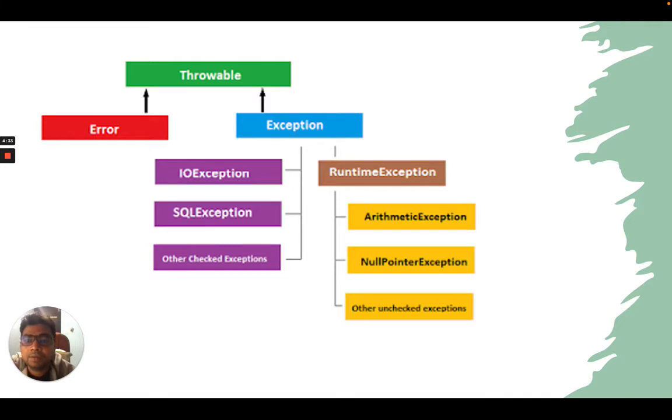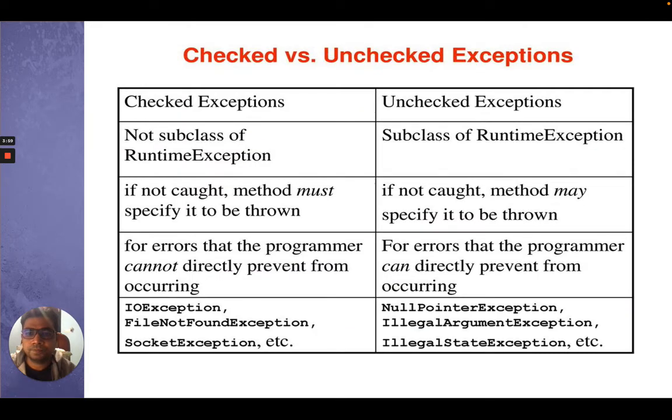On a very high level, Throwable is the parent class, which has two subclasses, Error and Exception. Errors we cannot handle, only exceptions we can handle through our code. Runtime exceptions are such as arithmetic exception and null pointer exception. Checked exceptions are such as IO exception or SQL exception. For checked exceptions, the compiler will give you an error. It won't allow your code to get executed.